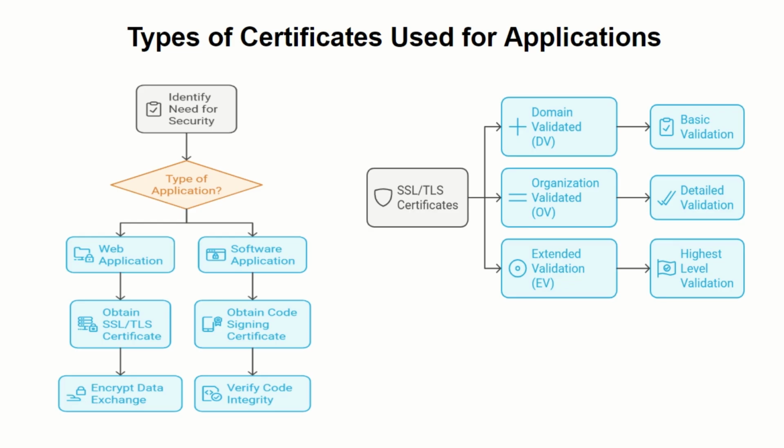Then code signing certificates, which are for software applications. These certificates are used for signing application code, for example software or scripts, to verify that the code hasn't been altered and that it comes from a trusted source. So why we need code signing is that it ensures the application or update is from a trusted publisher. Then for integrity and user confidence, it helps users trust that they are not downloading malicious software.